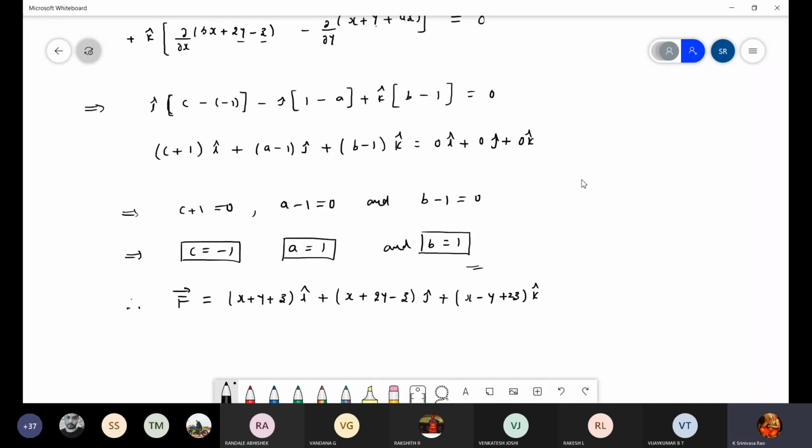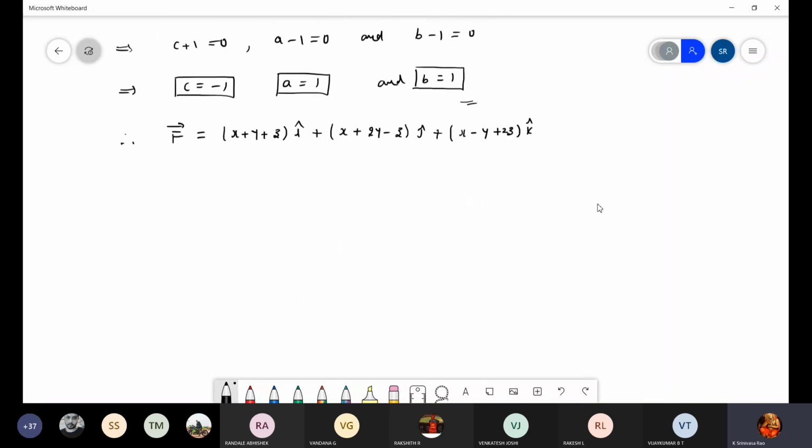Is it correct now? F equals x plus y plus z. Yes, A is 1, B is 1, and C is -1. So therefore you will get -1. Okay, now we have to calculate phi given f equals grad phi, or grad phi equals f.